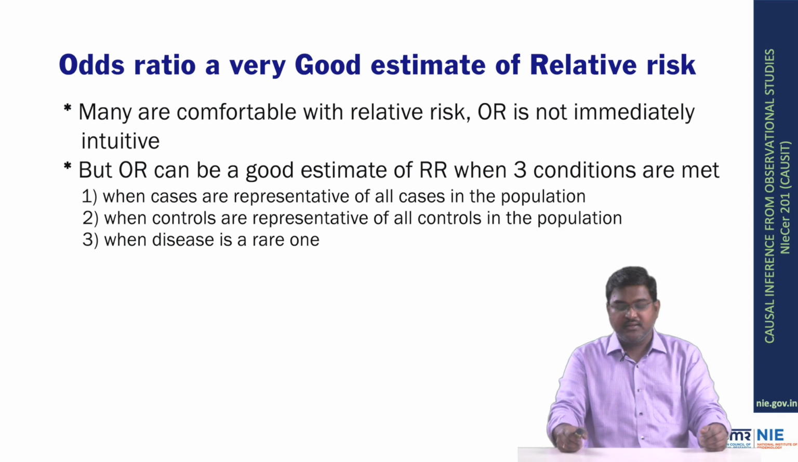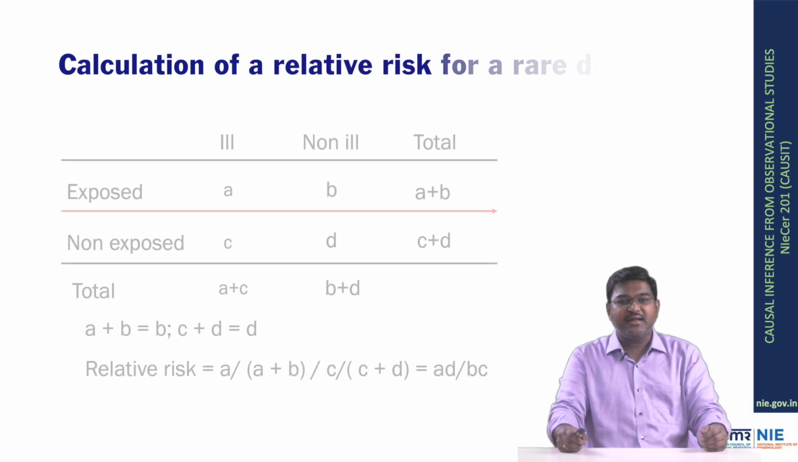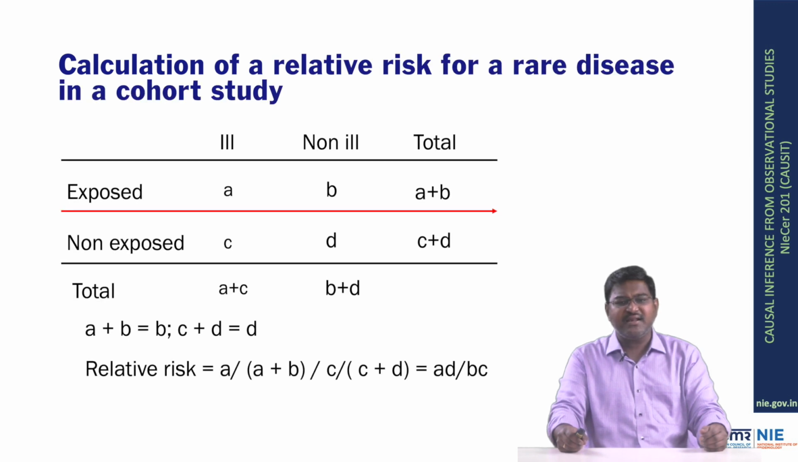Let us try to prove that odds ratio is a very good estimate of relative risk. We will calculate relative risk for a very rare disease in a cohort study. If it is very rare, A plus C will be very small when we compare with B plus D. So let us calculate the relative risk here. Since A plus C is small, A also will be very small. So we can say A plus B will be more or less equal to B. Similarly, if C is small, C plus D will be more or less equal to D.